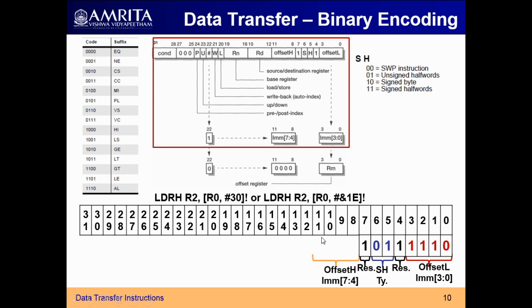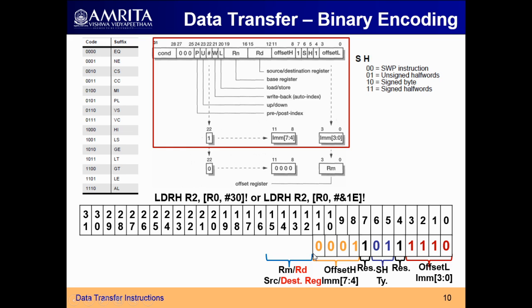Then bits 8 to 11 are used for representing the higher 4 bits of the offset, that is bits 4 to 7 of the offset value. Since my offset is 1e, what will be bits 4 to 7? It will be nothing but 1, that is 0001. So my offset 1e is split into 2 sections. This is 1, that is 0001. Then E will be 1110.